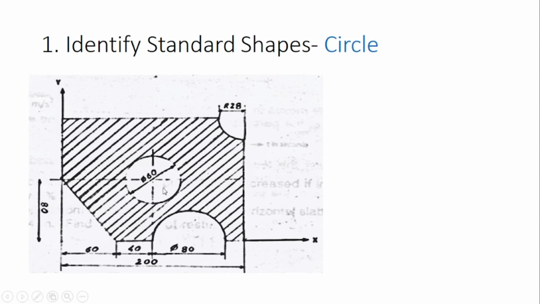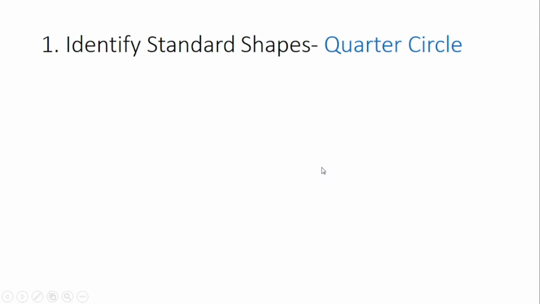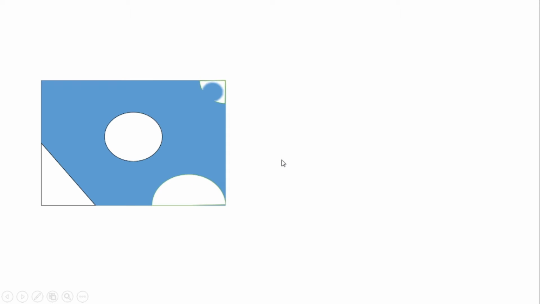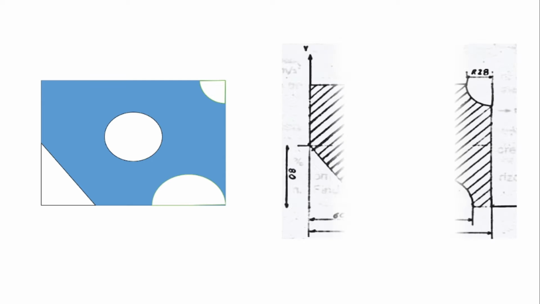The third shape that needs to be subtracted is a circle. The diameter of this circle is 60, so the radius is equal to 30. And the last shape is a quarter circle present at this corner. The radius of this quarter circle is 20. So we have identified all the shapes that need to be subtracted from this rectangle. The first one is the triangle, next the semicircle, next the circle, and at the end we have the quarter circle.